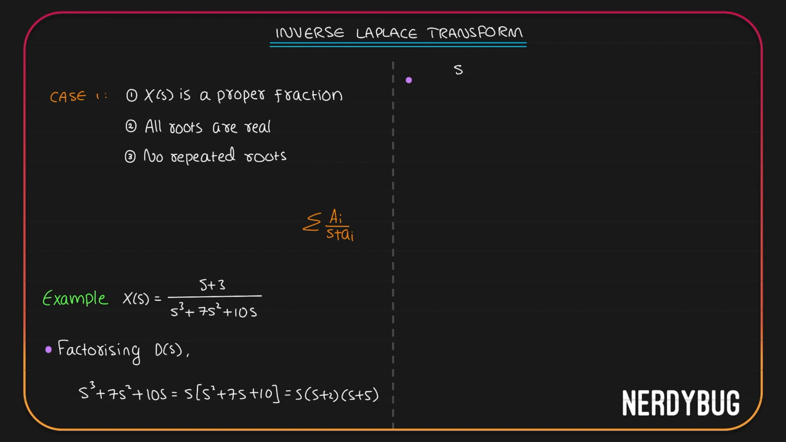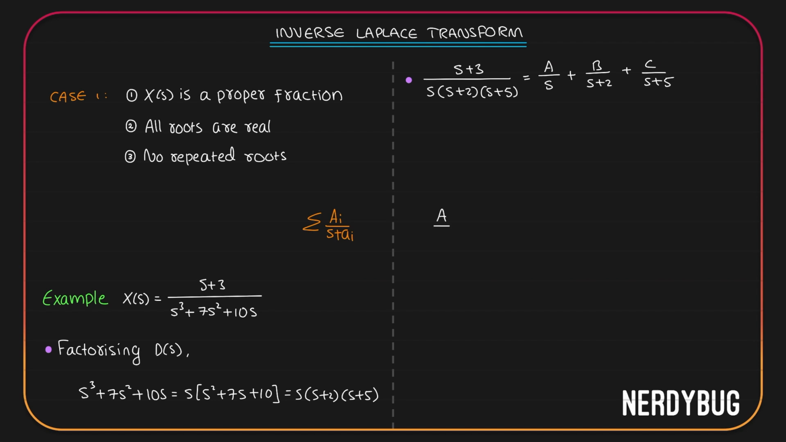Now our X(s) becomes s plus 3 divided by s into s plus 2 into s plus 5. We have to write it in this form: A divided by s plus B divided by s plus 2 plus C divided by s plus 5. All we have to do is find the values of A, B, and C. Let us now design a method to find out A.